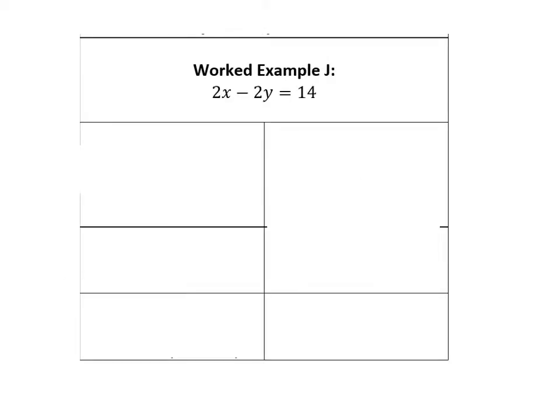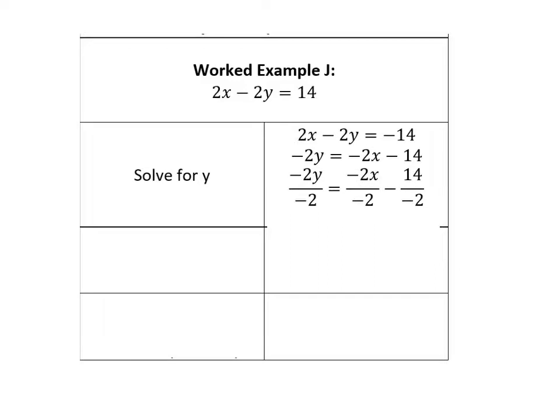Next one, same thing. Solve for y first because this is not y equals mx plus b. So here I'm going to subtract 2x from both sides. We have -2y equals -2x minus 14. Divide everybody by -2. That leaves us with y equals x plus 7.